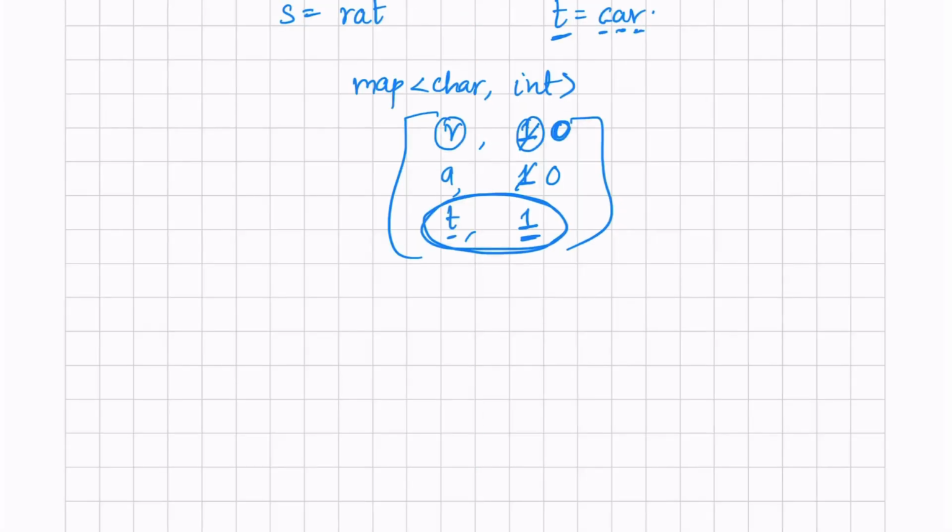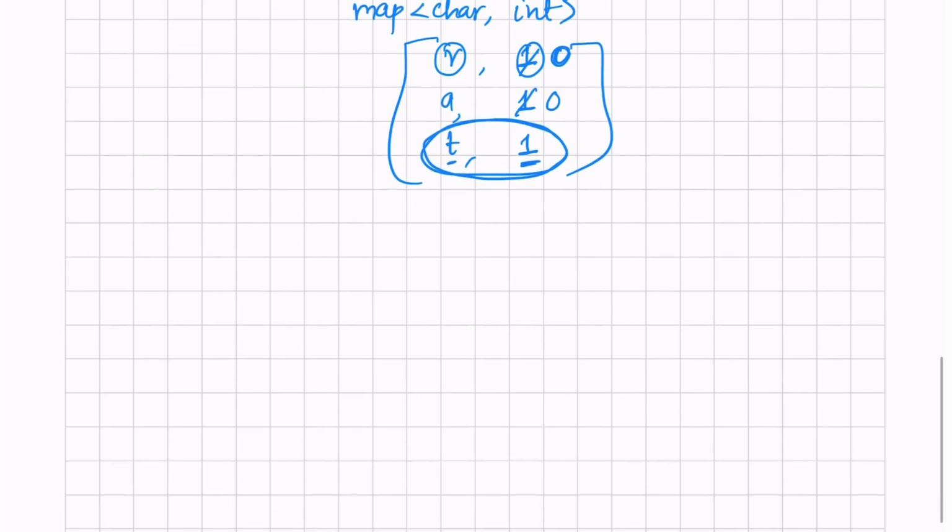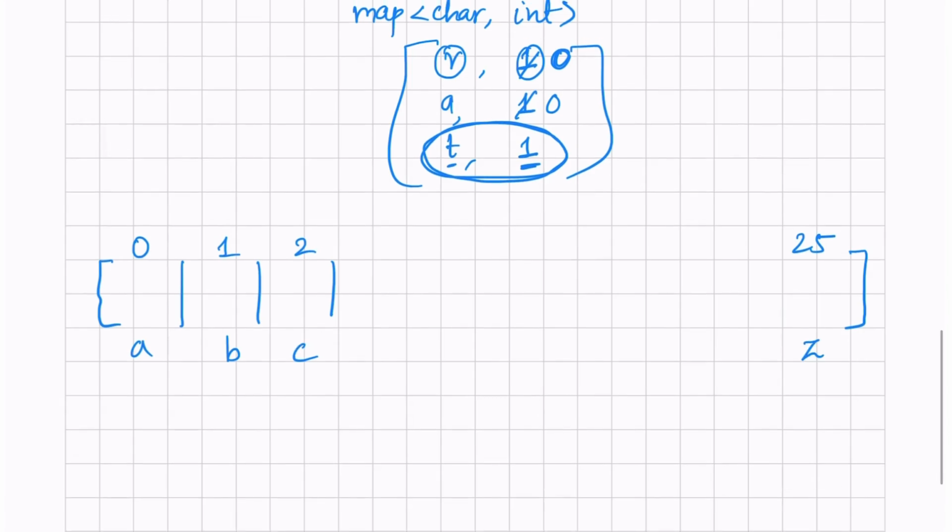So let's talk about improving this map solution a little bit. I think we can do better than a map by using an array. So imagine you have an array of size 26. It starts from 0, ends at 25, and each slot in this array represents a character. So 0 represents A, 1 represents B, 2 represents C, and so on, and 25 represents Z.